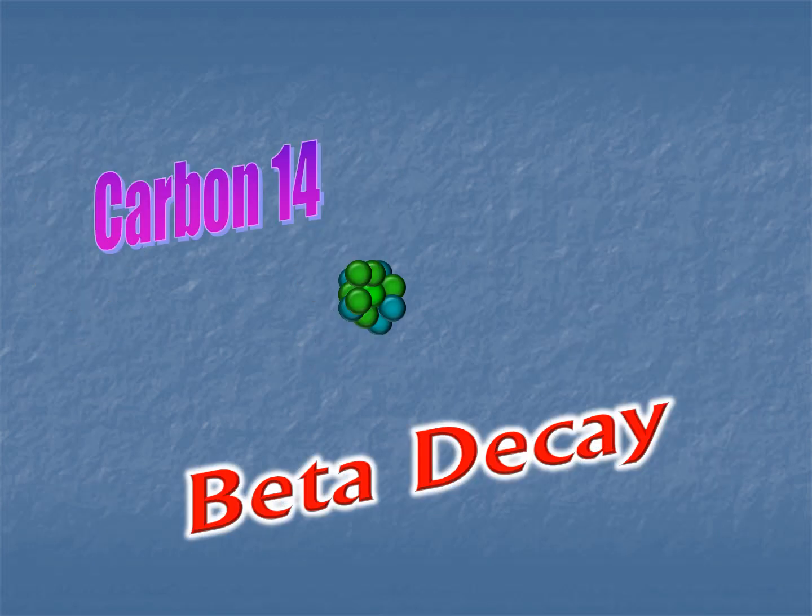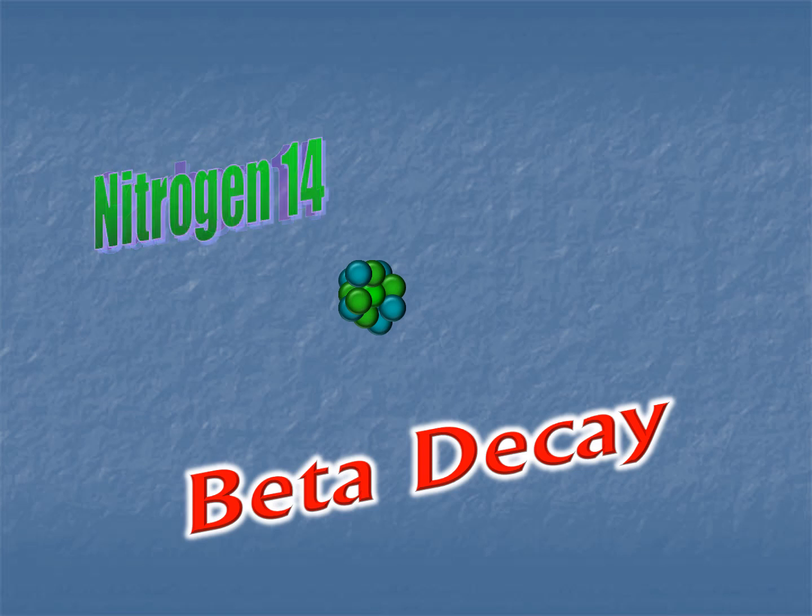So here we have a carbon-14 nucleus. It's about to beta decay. So watch that neutron. The neutrons in this case are green on the top, and watch what happens when that electron flies out. Now it is a proton, which makes the nucleus a nitrogen nucleus, the nucleus of a nitrogen atom. That is beta decay.